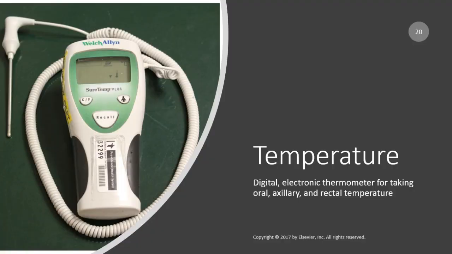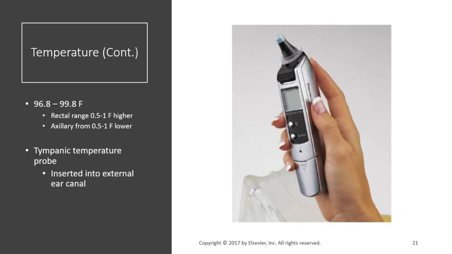Okay, temperature. So there's different ways to take a temperature. The normal body temperature is 96.8 through 99.8. The rectal range can be half to 1 degree higher, and the axillary can be a half to 1 degree lower. So typically patients are the lowest in the morning. Just so you know, there can be a swing in the temperature.